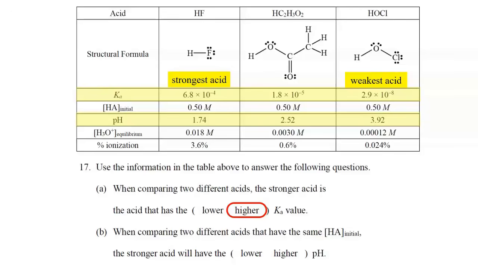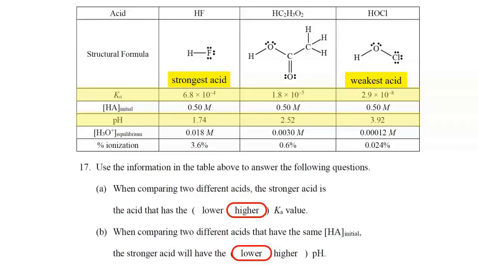So part B of question 17: when comparing two different acids that have the same initial concentration, so in this case they were all 0.50, the stronger acid will have the lower pH. So what's nice about this table is you can compare the relative strength of the acids in terms of their Ka values, and if all of these acids have the same initial concentration, you can compare the relative strength of the acids by looking at the pH.